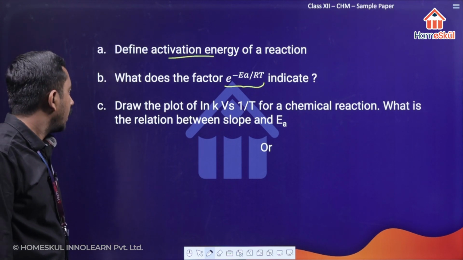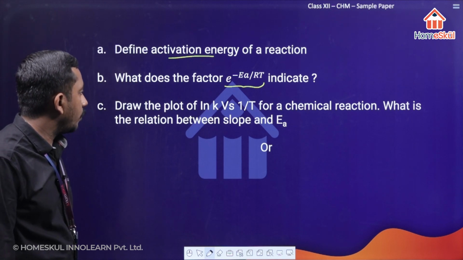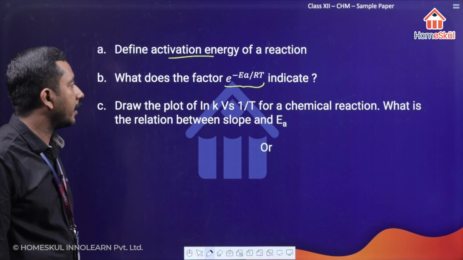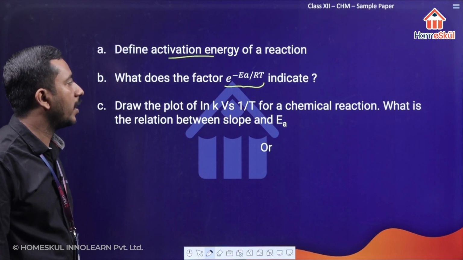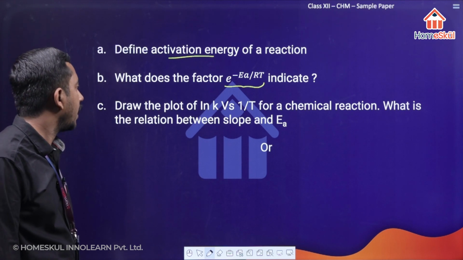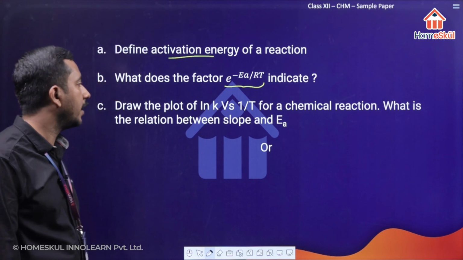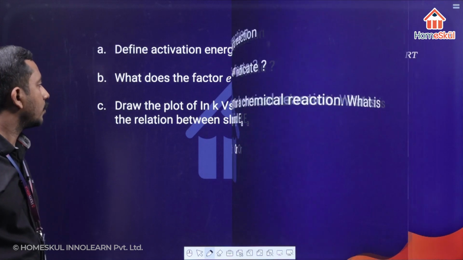Right. And now about the graph, we have to draw a plot between the log of rate constant K versus 1 by T for a chemical reaction. And also, what is the relation between the slope of the graph and the activation energy of the reaction? So we can plot the graph.